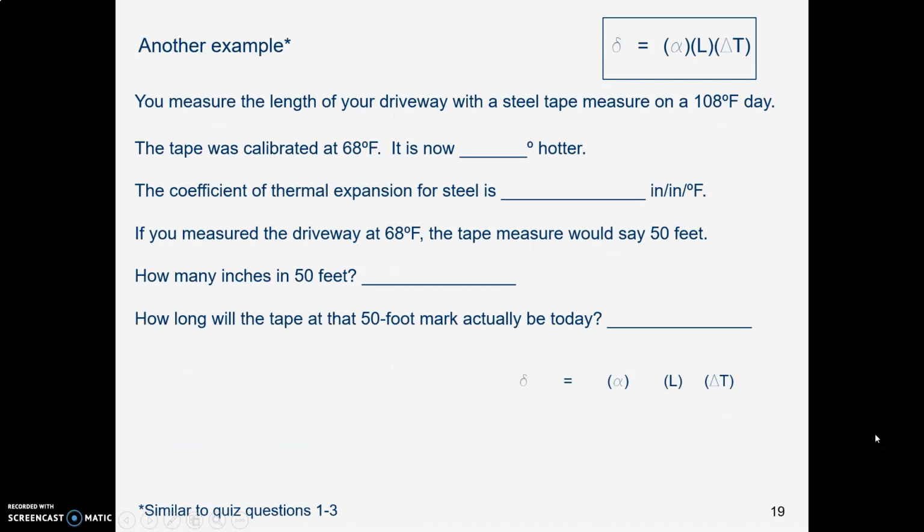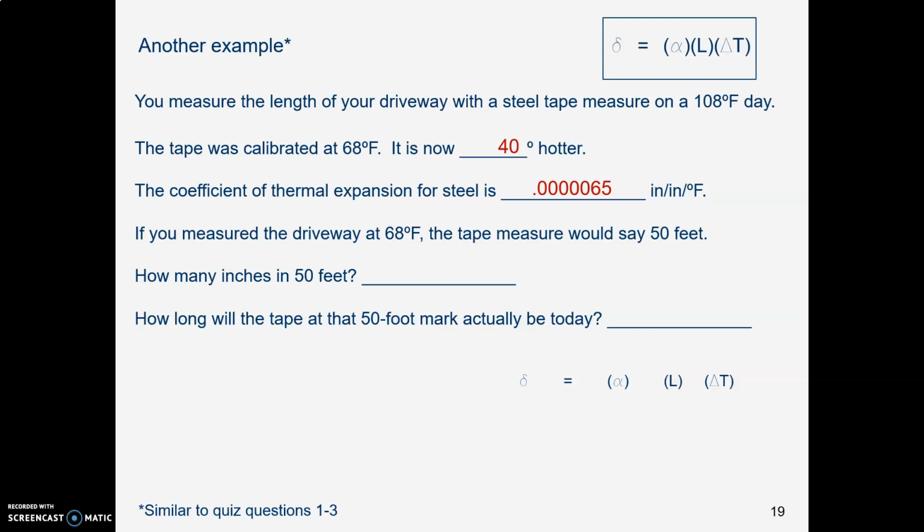Well, let's think about something from the real world. You've got a steel tape measure, let's say, and you're out there measuring your driveway in the heat of August. It's 108 degrees Fahrenheit. Now this tape, as all tapes are, this tape was calibrated at 68 degrees Fahrenheit. How much hotter is it now than it was when it was calibrated? It's 40 degrees Fahrenheit hotter. And what is the coefficient of thermal expansion for steel? It is that number. We looked it up in our table.